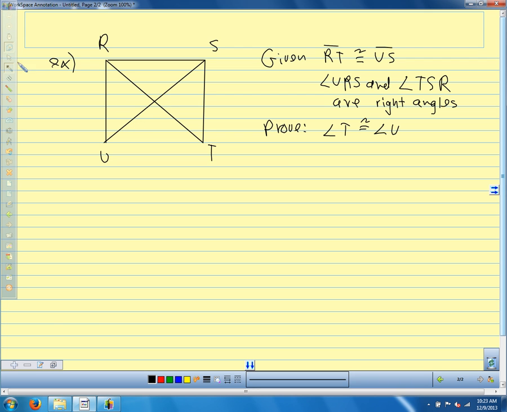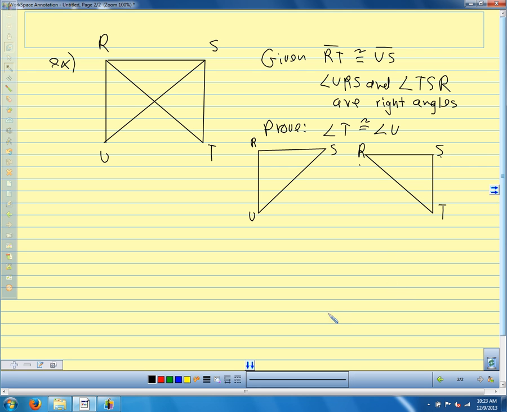So let's draw two separate triangles. Let's separate these two out. I'm going to draw them like so, and then I'm going to draw the other one like so. So I just split those two up. And this is going to be triangle RUS, and this is going to be triangle RST.